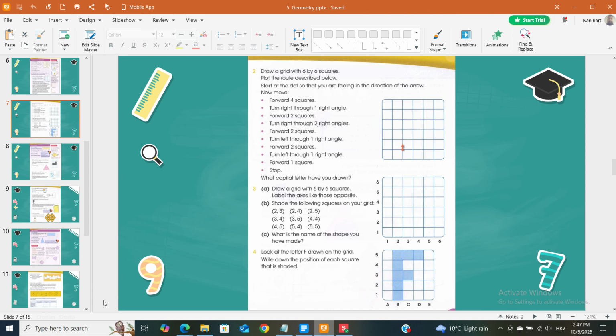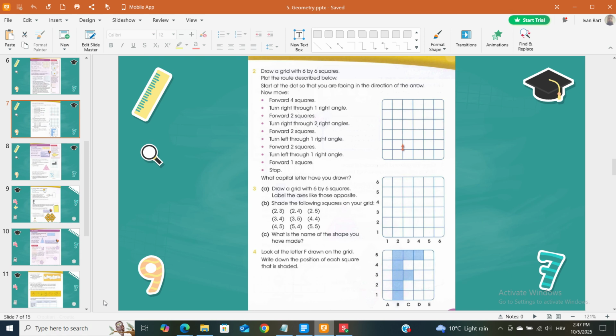3. A. Draw a grid with 6 by 6 squares. Label the axes like those opposite. B. Shade the following squares on your grid.